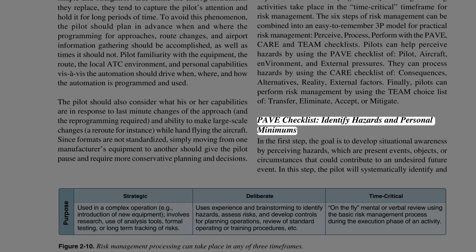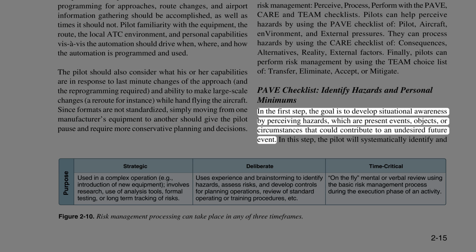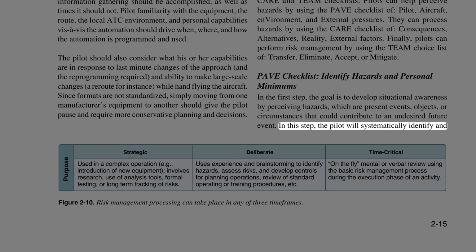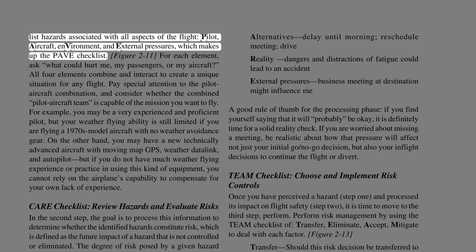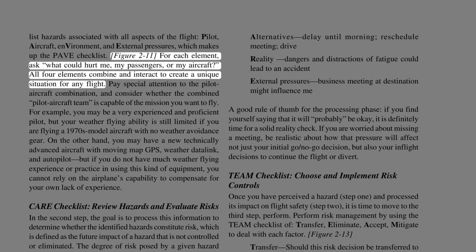PAVE checklist. Identify hazards and personal minimums. In the first step, the goal is to develop situational awareness by perceiving hazards, which are present events, objects, or circumstances that could contribute to an undesired future event. In this step, the pilot will systematically identify and list hazards associated with all aspects of the flight: pilot, aircraft, environment, and external pressures, which makes up the PAVE checklist. Figure 2-11 for each element. Ask, what could hurt me, my passengers, or my aircraft? All 4 elements combine and interact to create a unique situation for any flight.